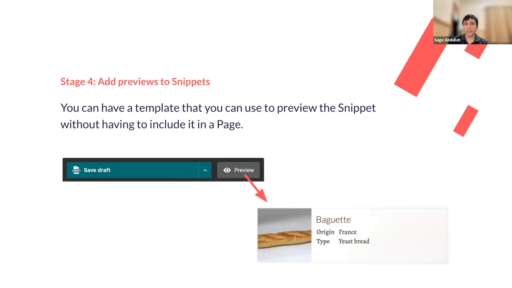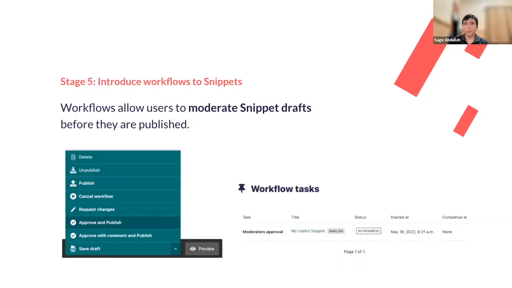And then we will add previews to snippets. Up until now, you always have to include snippets in a page in order to see how they are rendered. In this stage, we will allow you to define a template that Wagtail can use to preview a snippet on its own. And finally, we will introduce workflows to snippets. This will allow you to moderate snippet drafts before they are published, just like workflows for pages.